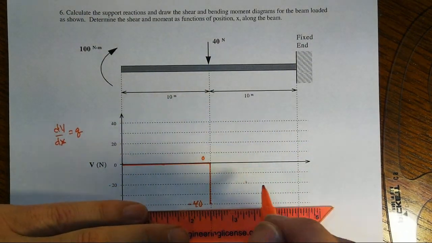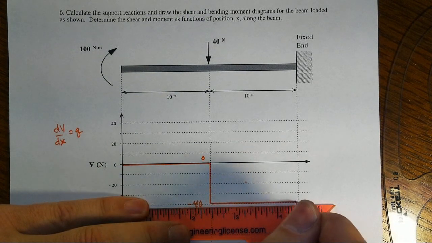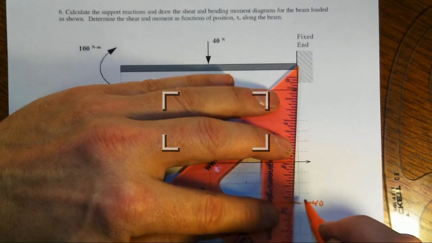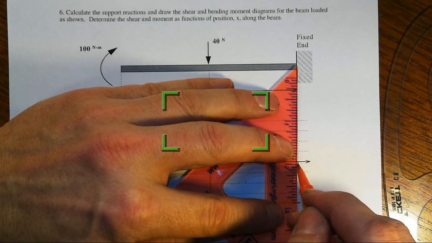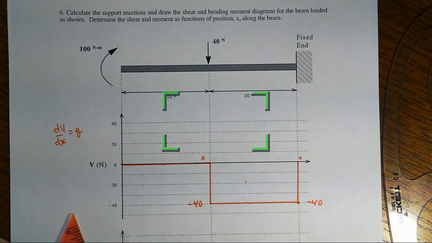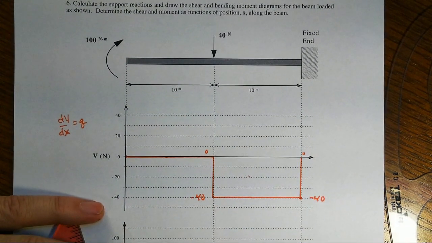Again, no distributed load, so the slope is 0. And then we're going to need to have a reaction that would be upwards to close us off back to 0. We'll look at reactions here in just a little bit.